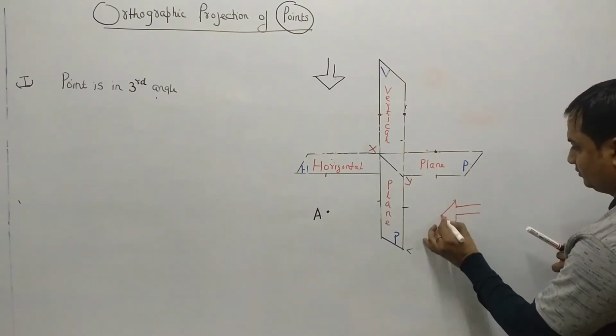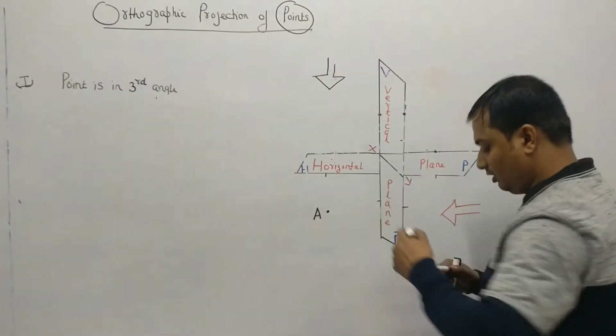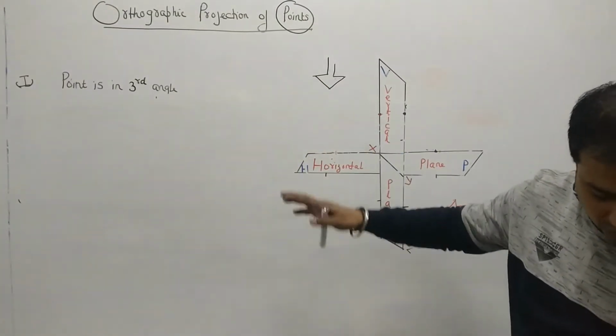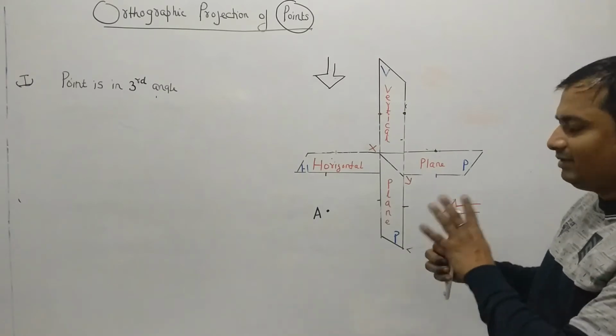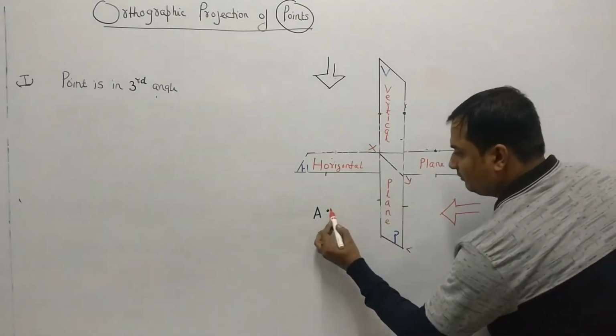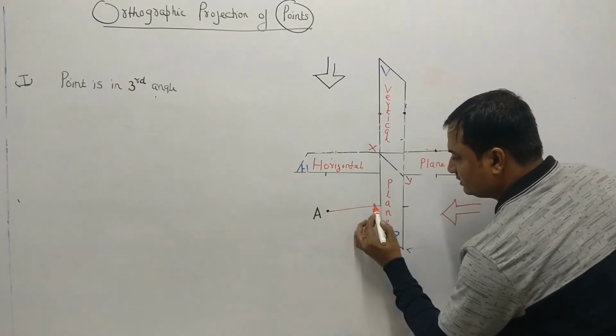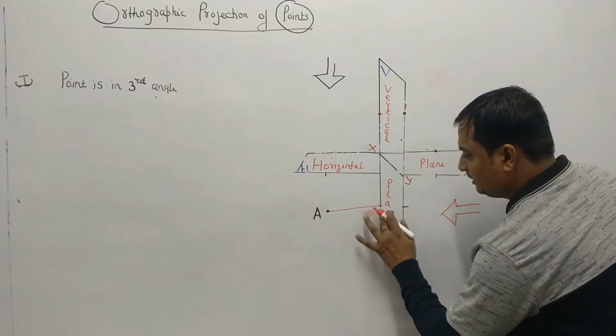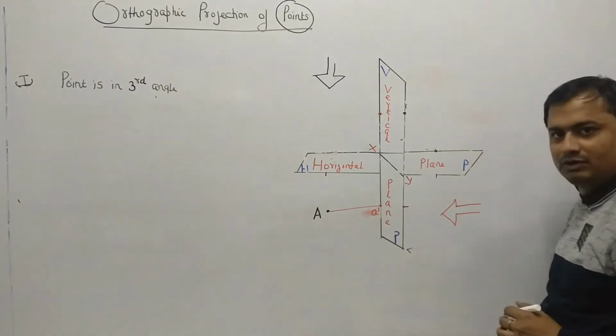He can look from here also as the plane is transparent, and for the top also, the observer can look from there only because this is again transparent. So that should be on the top only. Okay, so where is the location of the front view and top view? When the front observer is looking at this point, the front view is going to be located somewhere here on the VP. So this will be my A dash, because this is the front view.